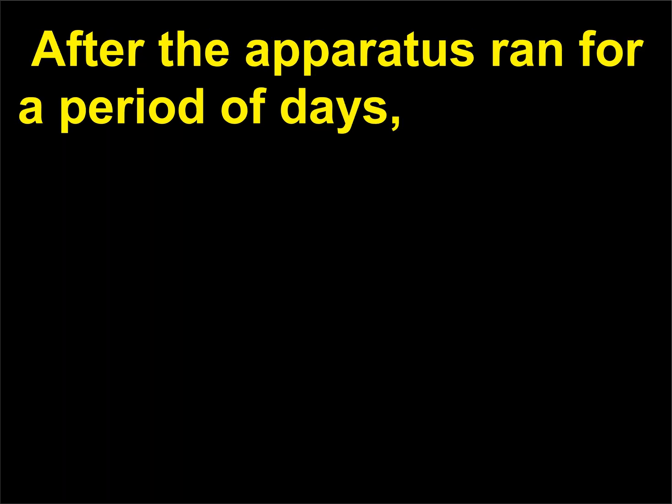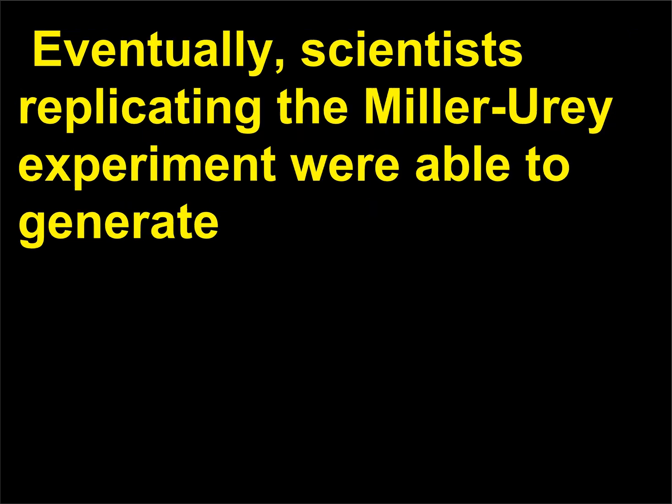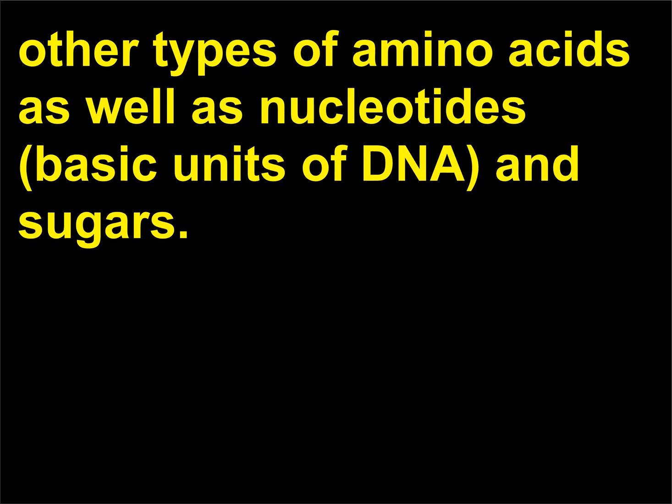After the apparatus ran for a period of days, Miller tested the water and found several amino acids, which are the building blocks of proteins. Eventually, scientists replicating the Miller-Urey experiment were able to generate other types of amino acids as well as nucleotides, basic units of DNA, and sugars.